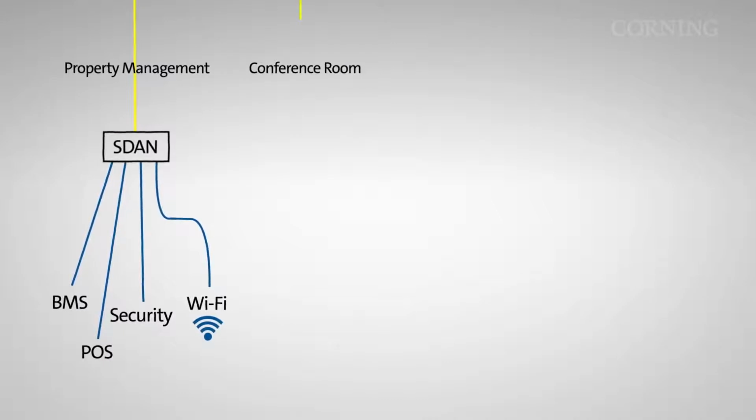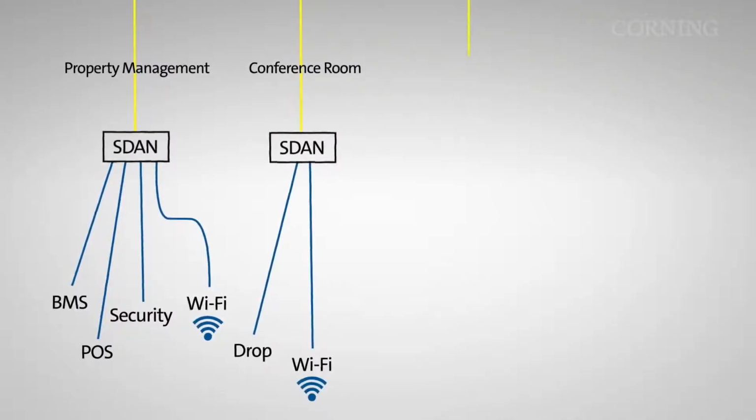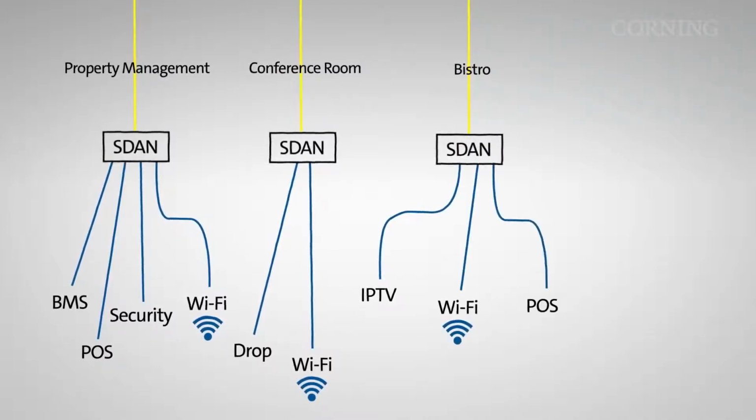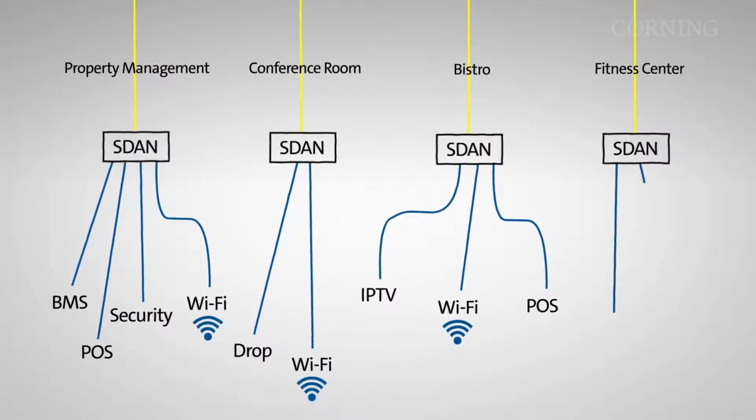We have more software-defined access nodes, or ONTs, which are providing the connectivity for our physical drops in the conference rooms, as well as Wi-Fi. In the bistro, we're serving IPTV, Wi-Fi, and point of sale. Again, these are being served by ONTs that are very close by. And then finally, in the fitness center, to round out our public areas, we have ONTs providing the connectivity to the IPTVs and the Wi-Fi, which is physically located in the workout facility.